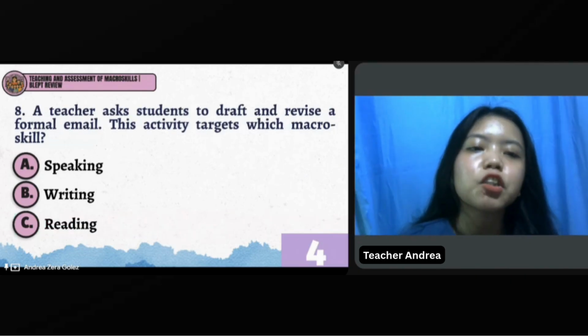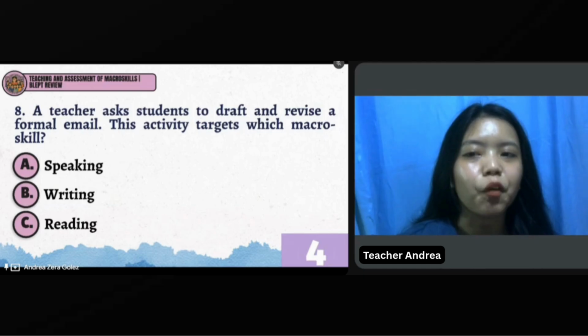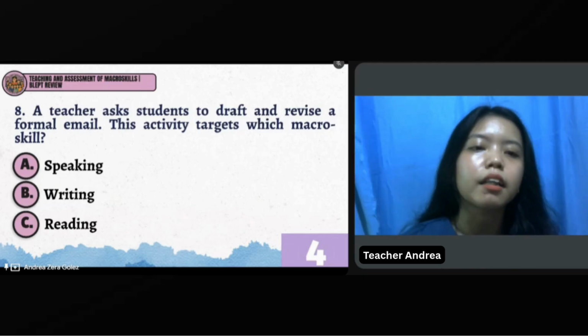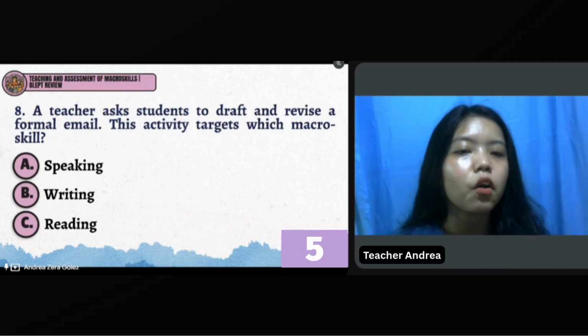A teacher asks students to draft and revise a formal email. This activity targets which macro skill? A. Speaking. B. Writing. Or C. Reading.